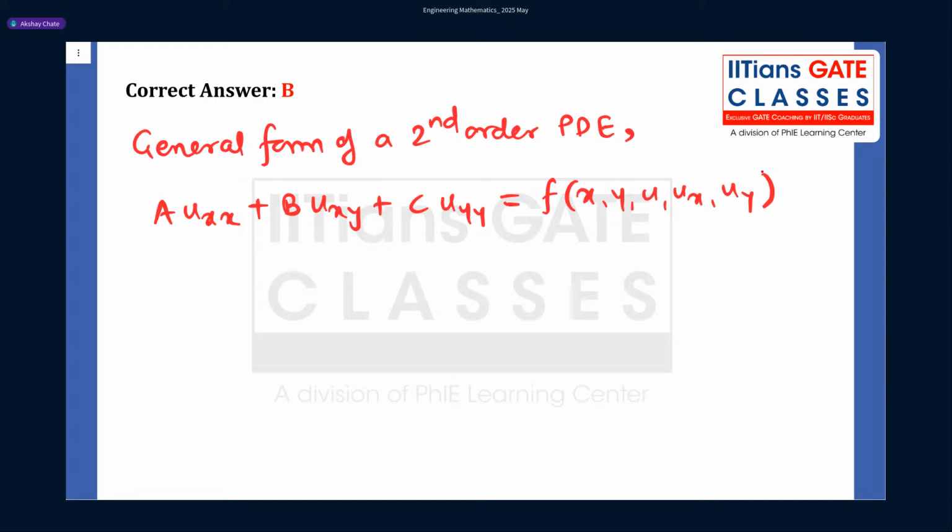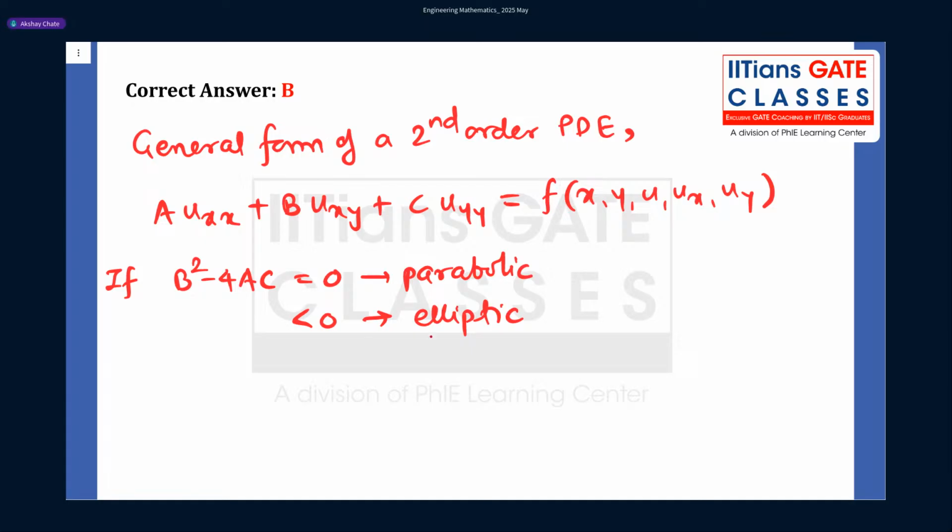Okay, so in this case, if b square minus 4ac is equal to 0, this is called a parabolic form of PDE. Okay. If it is less than 0, that is called an elliptic PDE. And if it is greater than 0, that is called a hyperbolic PDE.